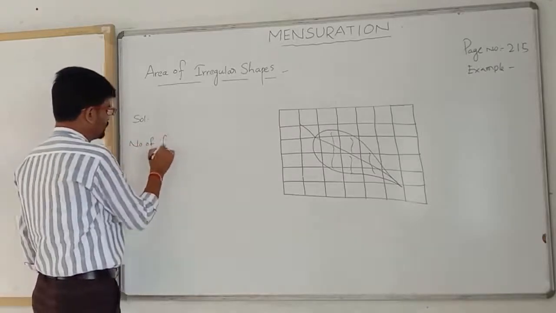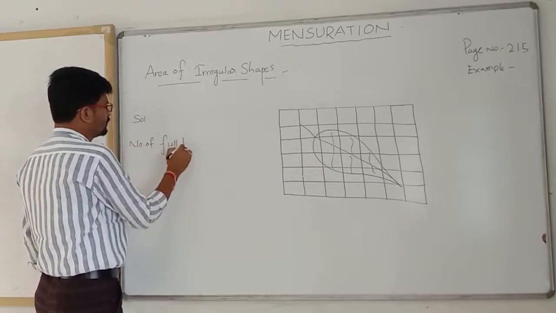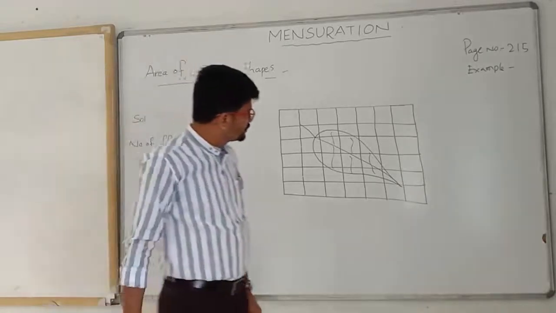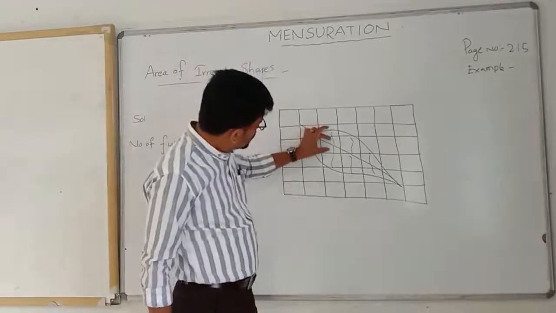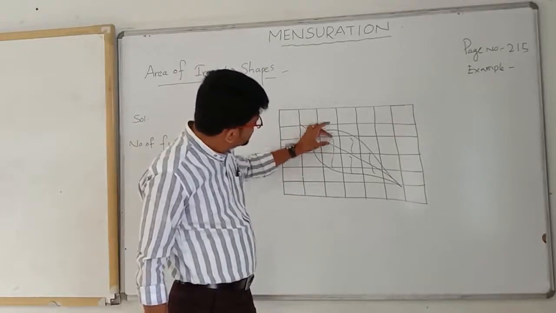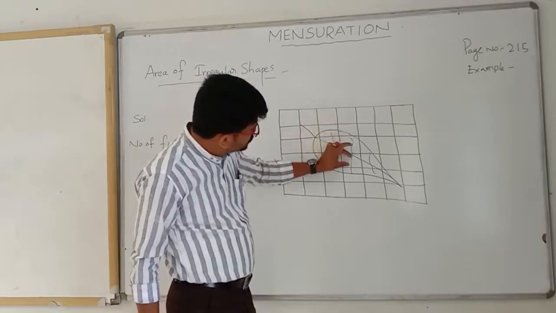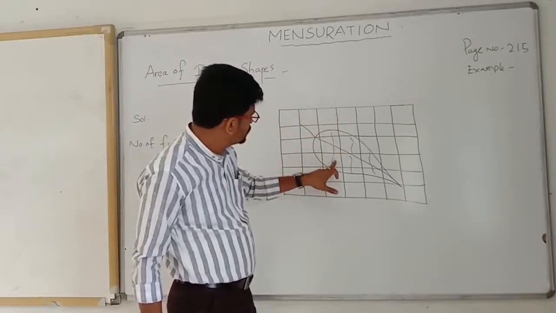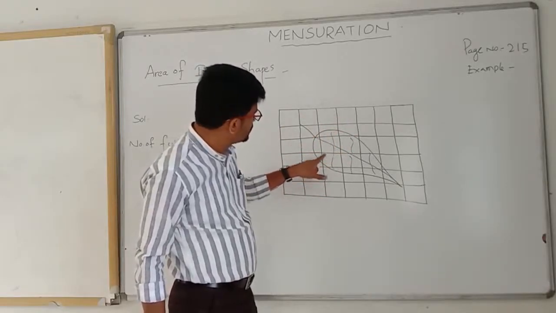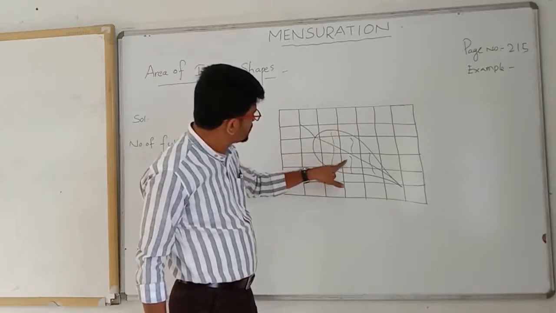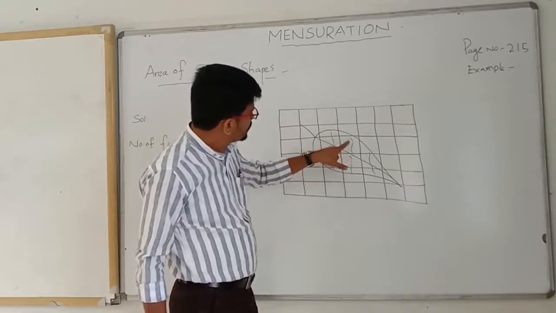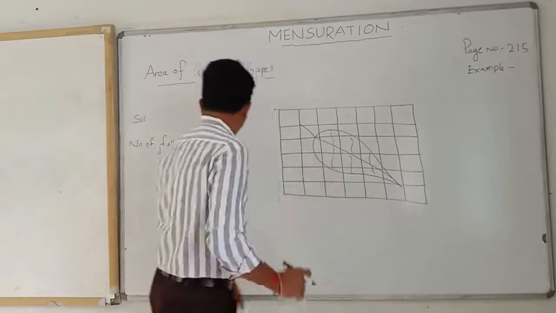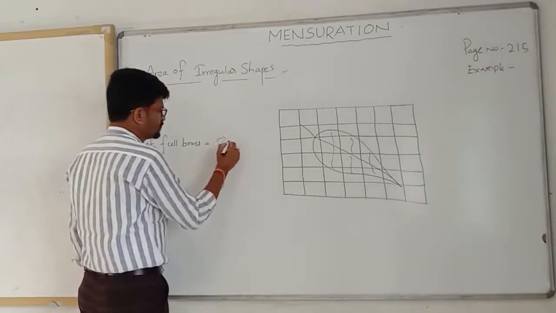Number of full boxes. How many full boxes are there? 1, 2. Fully, not partial. 1, 2, approximately. 2 boxes are there. Completely full boxes: 2.